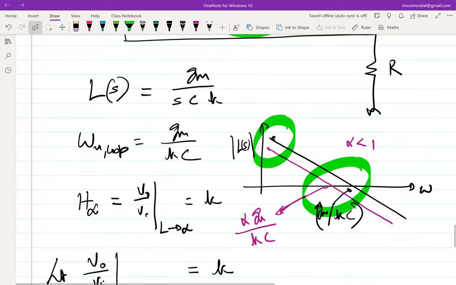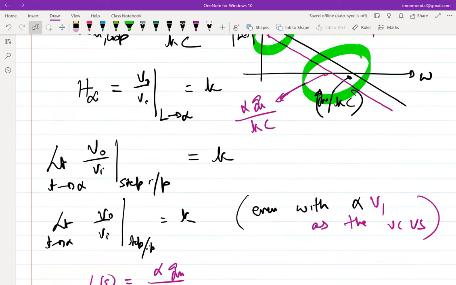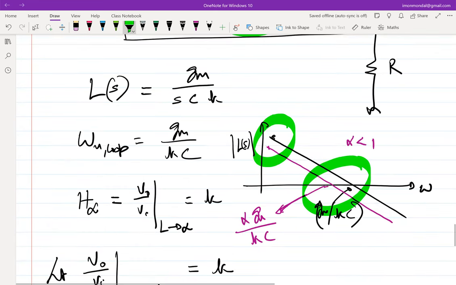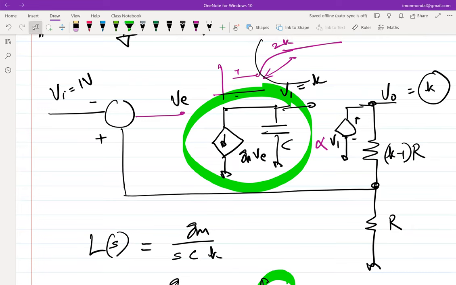So essentially, see what is happening. Your loop gain is essentially alpha times GM by KC. So increasing alpha is equivalent to, you are right, ultimately I want to increase alpha. I can also say that if alpha is equal to 1 and I manipulate this current source as alpha times GMV, it is equivalent to saying that I want to increase GM. If you have more variables, there are obviously more options to increase. But yes, ultimately I would want alpha to be high.